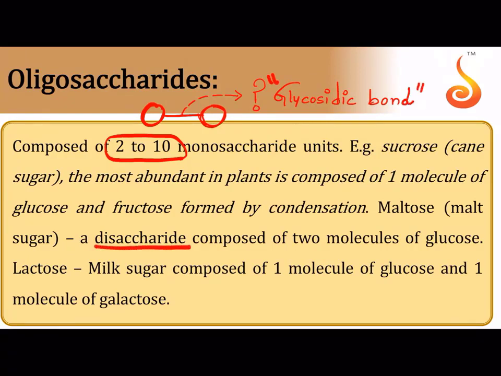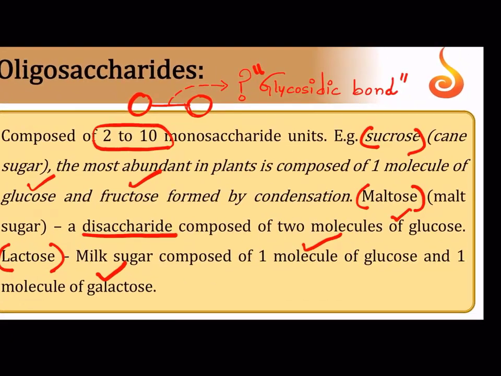The best example for disaccharide is maltose, which has 2 molecules of glucose. Lactose has 1 molecule of glucose and 1 molecule of galactose. And sucrose, as mentioned over here, has 1 molecule of glucose and 1 molecule of fructose.